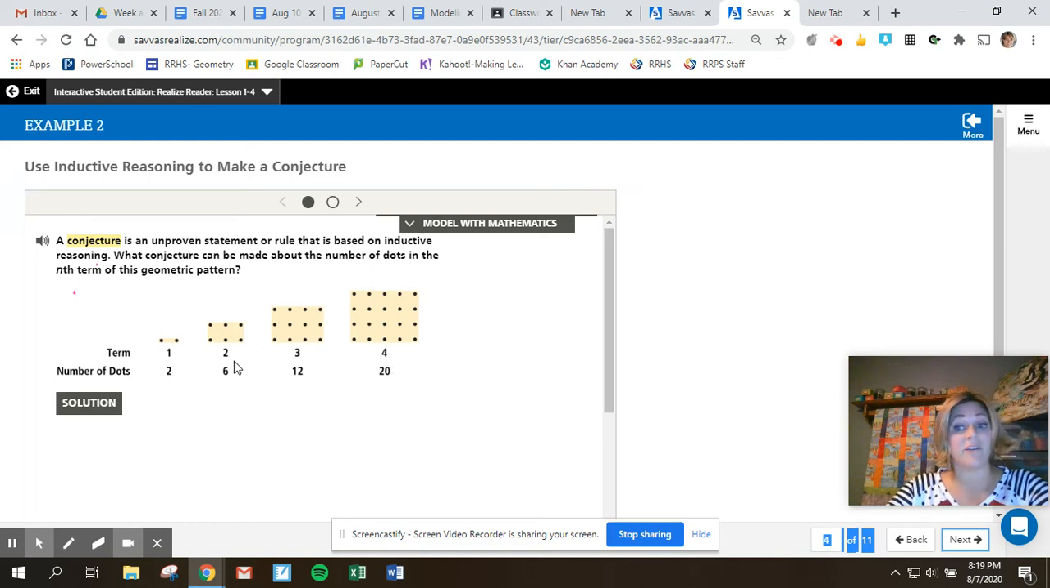So then you would have to figure out how the first term relates to 2 dots, or the second term relates to 6 total dots. It might have to do with the columns, the rows, any kind of pattern. So you're going to try to figure that out. I'm going to go to the next one.